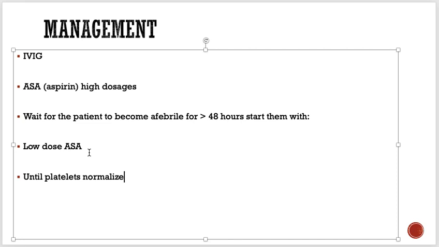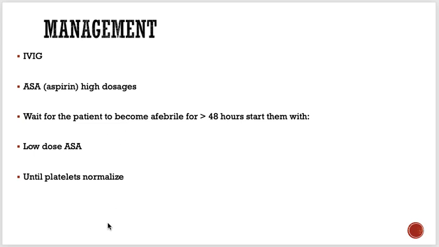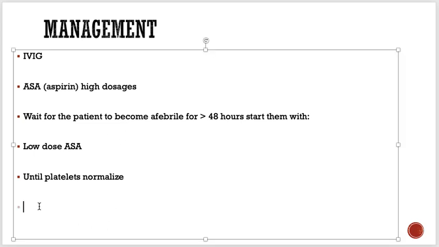Okay. So we start them with this until they become afebrile for more than 48 hours. Once this is done, we decrease the dosage of aspirin until the platelets normalize. This is the main management, right? So why we give them intravenous immunoglobulins is simply because, when we start them with this, it shows they have decreased risk of cardiac aneurysms or decreased risk of cardiac complications.